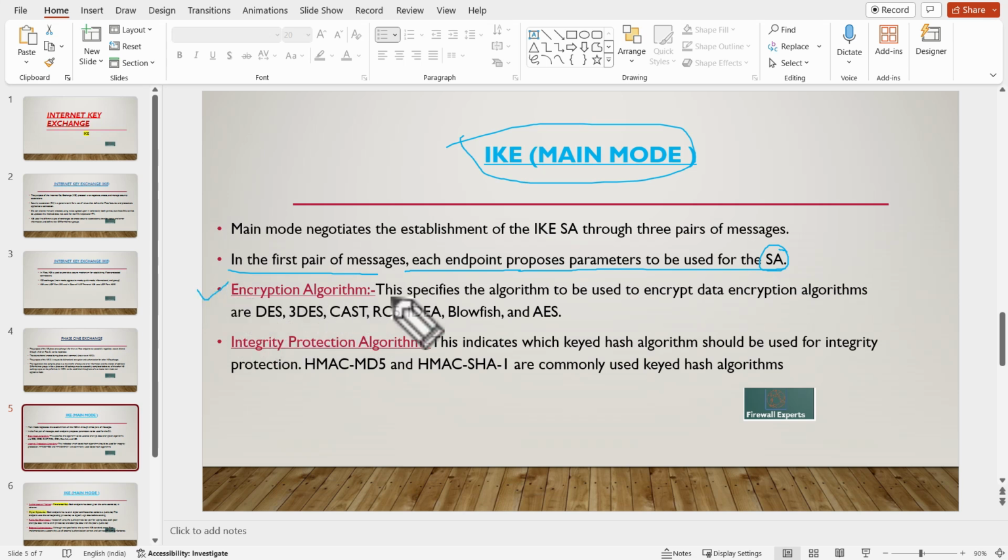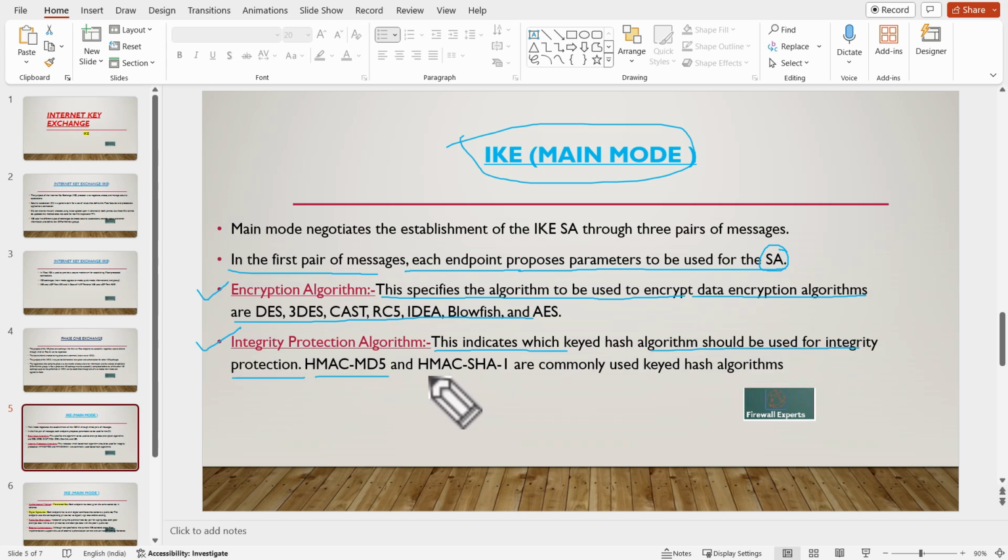Encryption algorithms. This specifies the algorithms to be used to encrypt data. These are the data encryption algorithms, and any of them can be exchanged. Second, the integrity protection algorithms. This specifies which hash algorithm should be used for the integrity protection.